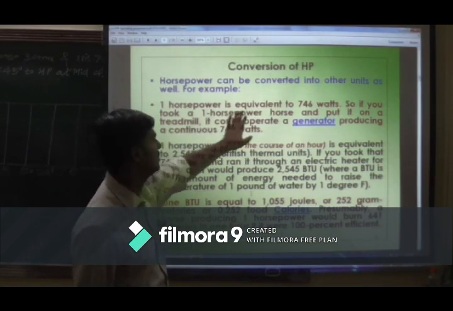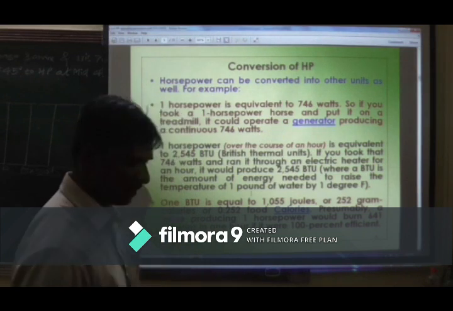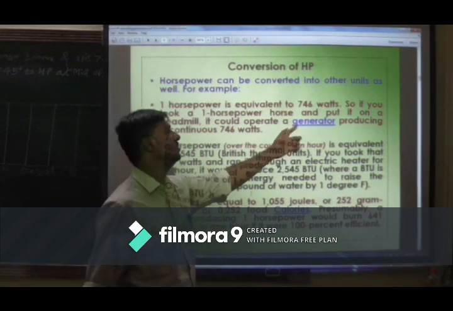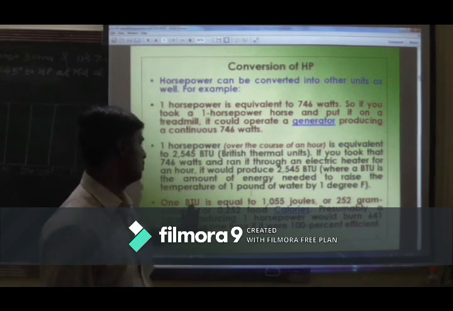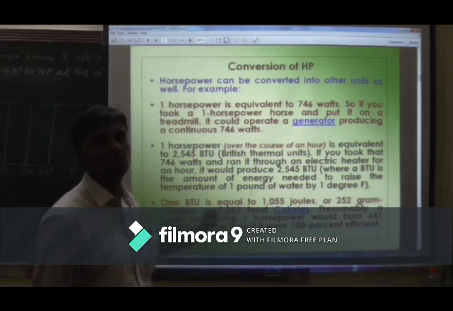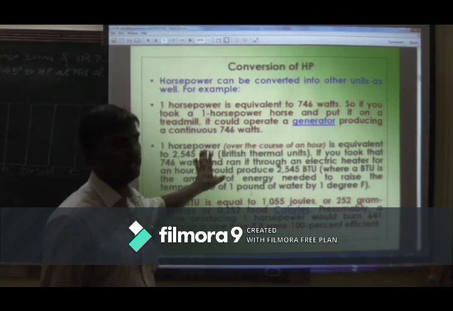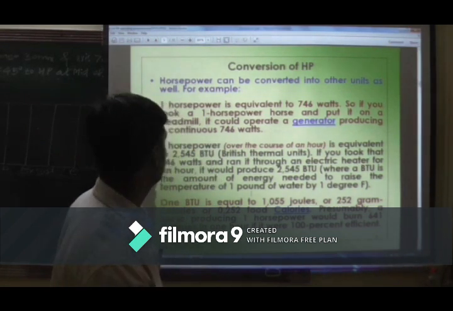So 1 horsepower is equivalent to 746 watt. And nowadays for generators we are using the same unit, HP. British units also you should know. So the conversion of British units is also given in this particular slide. I will share this PPT with you.